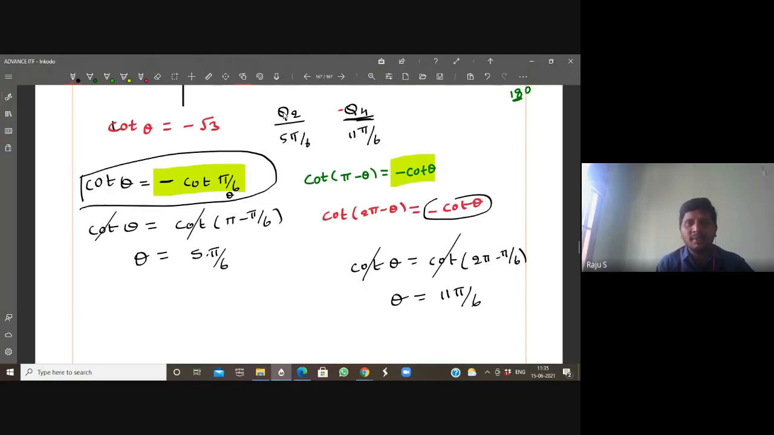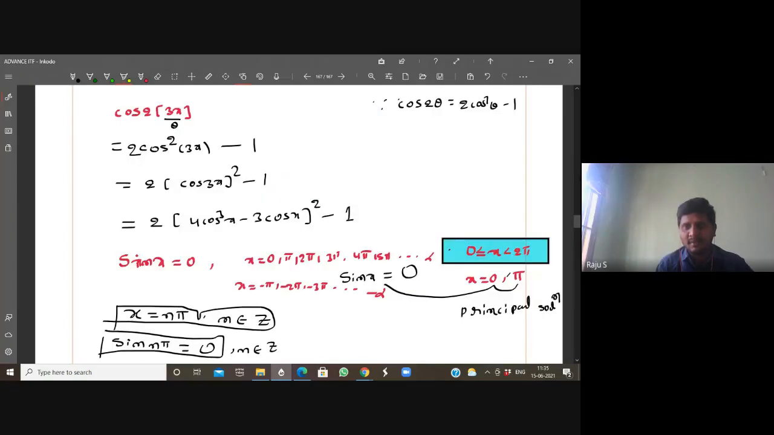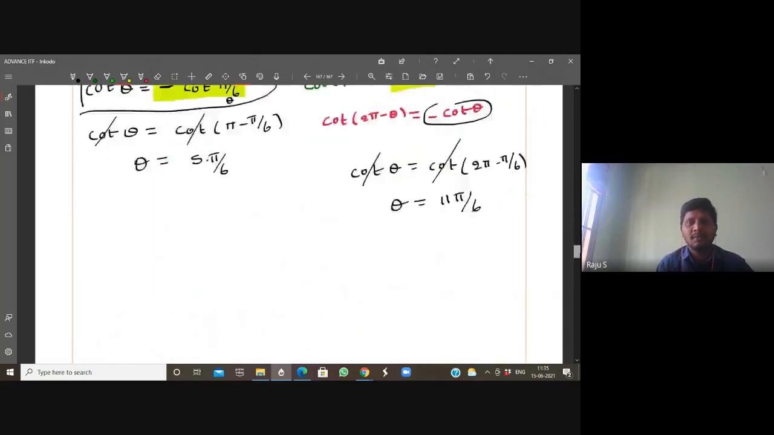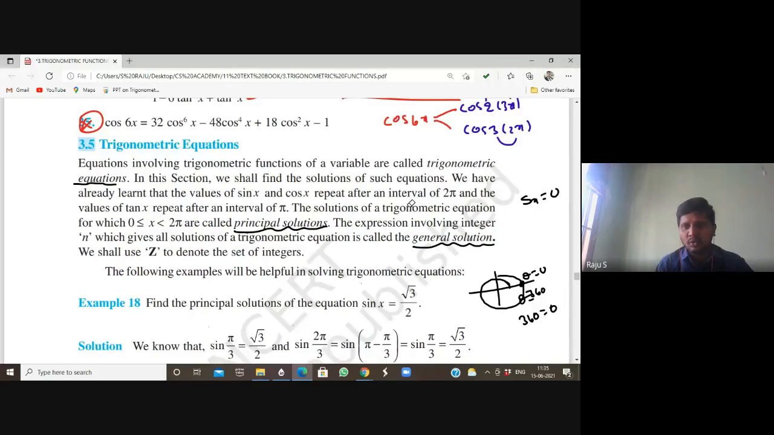So 5 pi by 6 belongs to the second quadrant, and that value is minus root 3. 11 pi by 6 is also the same, minus root 3. So what are the principal values here? 5 pi by 6 and 11 pi by 6. Exactly, these are the principal solutions. The general solution I can also explain to you, no problem.